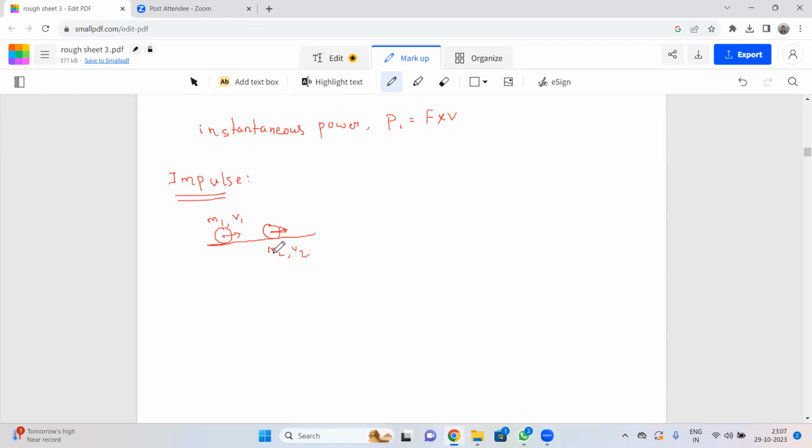Now when is this ball going to have an impulse, or when can it hit the other ball? When v1 is greater than v2, the velocity of the first ball is more than the second one, then only it can hit the second one. Otherwise, suppose v2 is more, it will go faster, then it will never hit the second one.